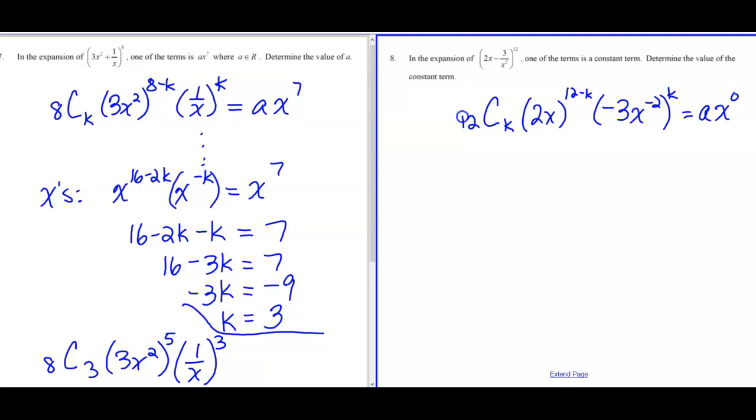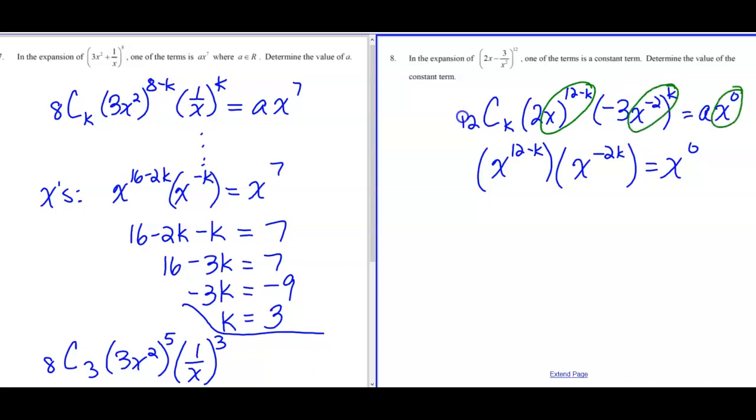So again, I only care about the x's first. So I'm just going to look at the x's here, x to the 12 minus k. Then that's going to be x to the negative 2k equals x to the 0. So I'm just looking at this part and this part and this part. So that's going to be 12 minus k minus 2k equals 0.